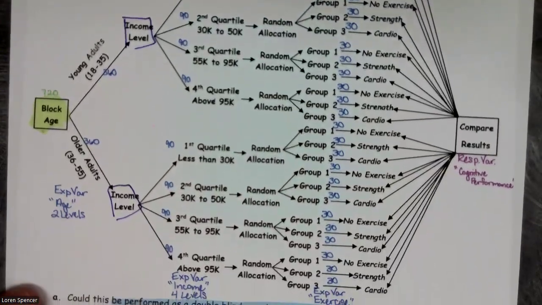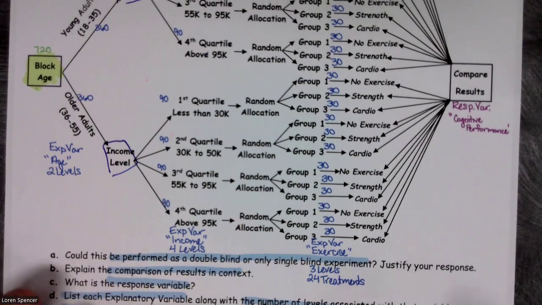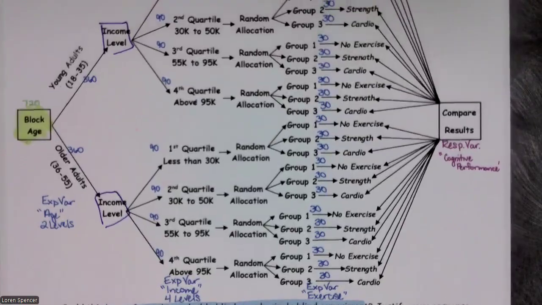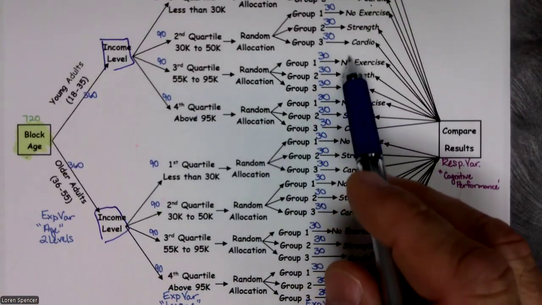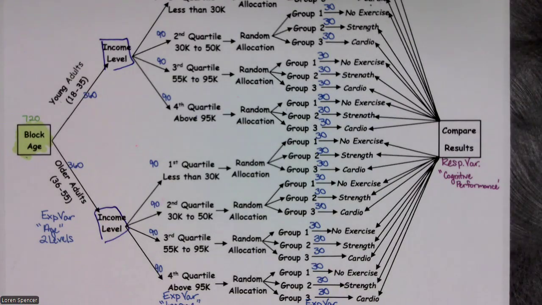Could this be performed as a double-blind or single-blind experiment? Justify your response. Gosh, I'm looking at this and I'm going, couldn't be double-blind because, again, if you're making me exercise, I'm going to know it. I can sit on a couch and be quite comfortable, but if you're making me exercise, I'm going to know that. So, no, this could not be double blind. The person being tested would know whether they're exercising.